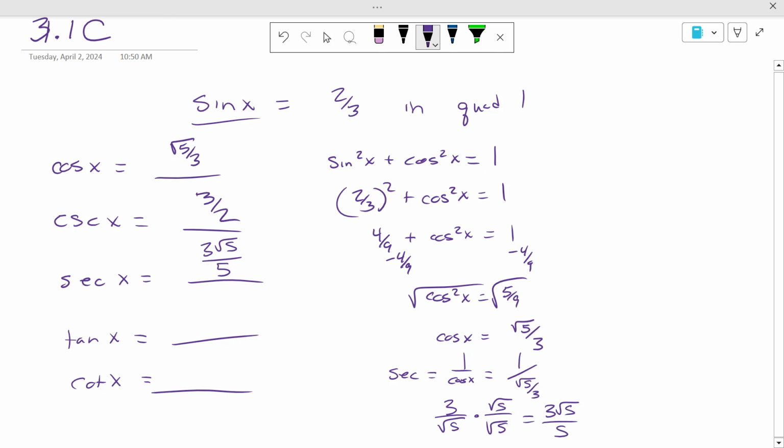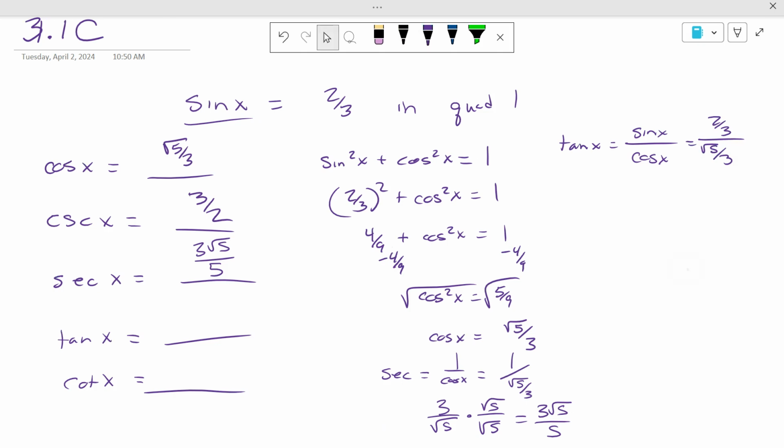Tangent. What's tangent equal to? Well, we could take secant squared equals tangent squared plus 1. But that's too complicated. Tangent is also equal to sine of x over cosine of x. So it's 2/3 over square root of 5 over 3.